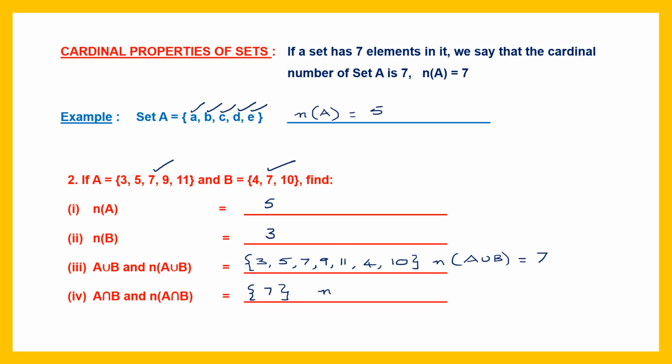Now we have to find the second part, that is cardinal number of A intersection B. And that will be 1 because there's only one element in A intersection B.